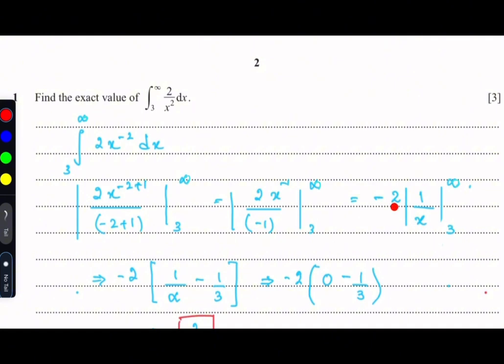So it's going to be minus 2, applying the limits, upper limit 1 over infinity minus 1 over 3. That can give me minus 2 bracket 0 minus 1 by 3, because we know that 1 divided by infinity, any number divided by infinity gives us 0. So minus 2 bracket 0 minus 1 by 3, and the answer is going to be 2 by 3 here. The next question.